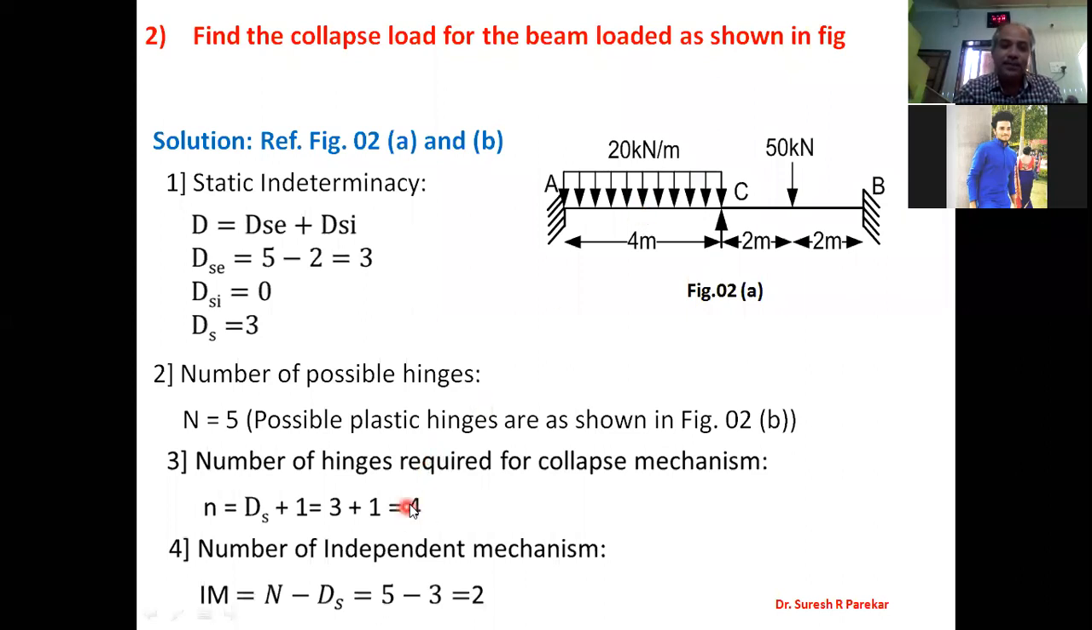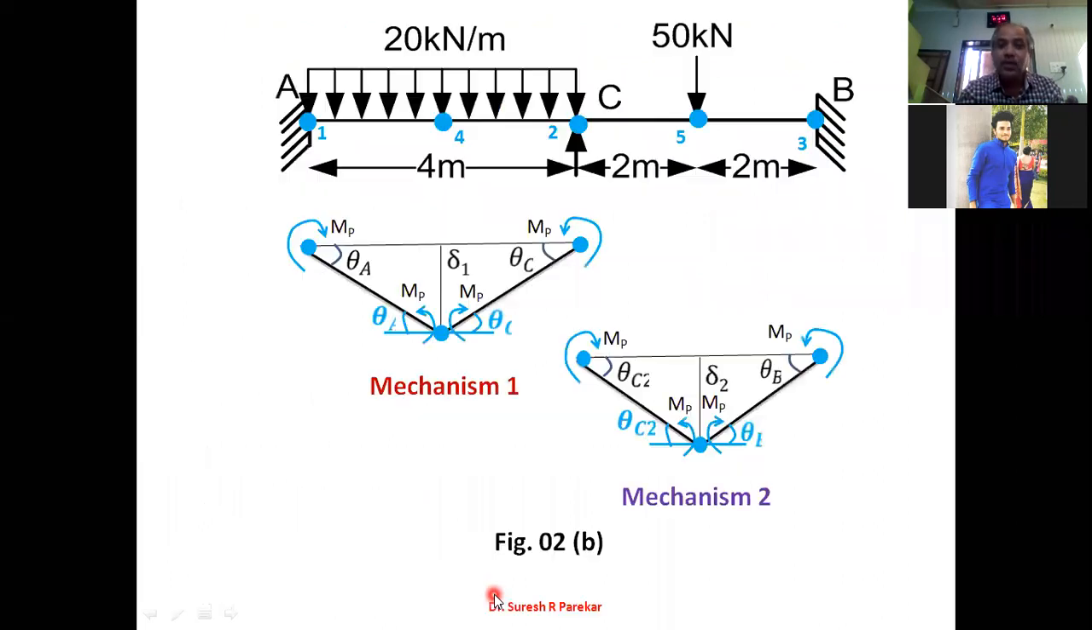So n, the number of hinges required, is DS plus 1. So that is 4. Number of independent mechanisms, we have 2. So now we can go for this. First mechanism AC, second mechanism BC.